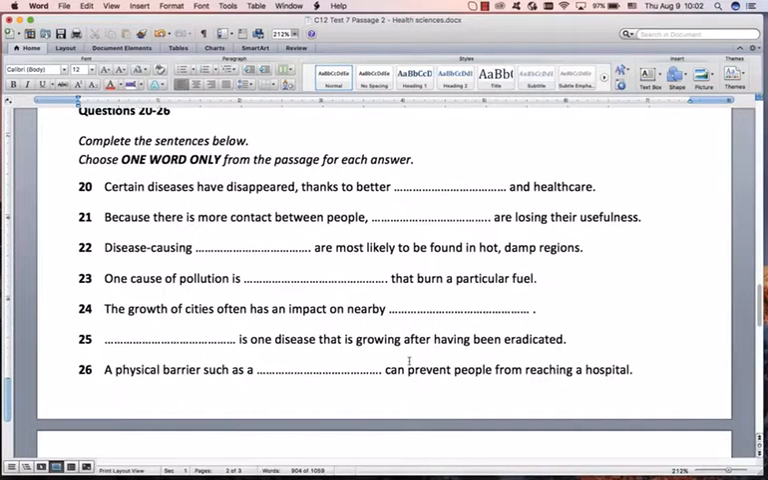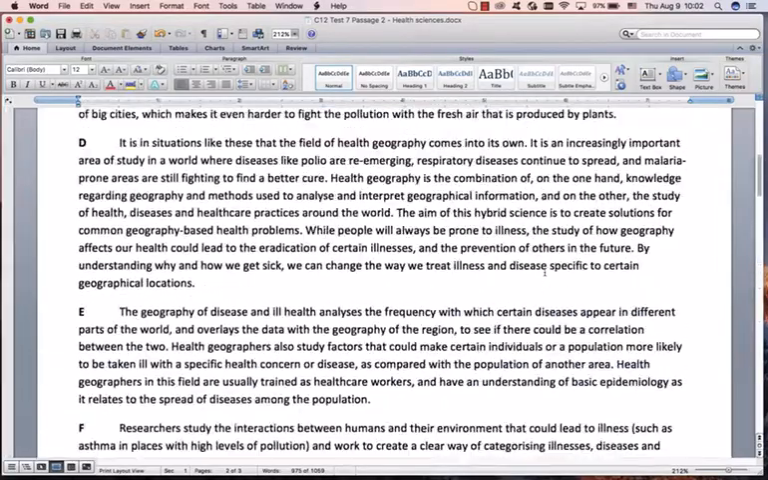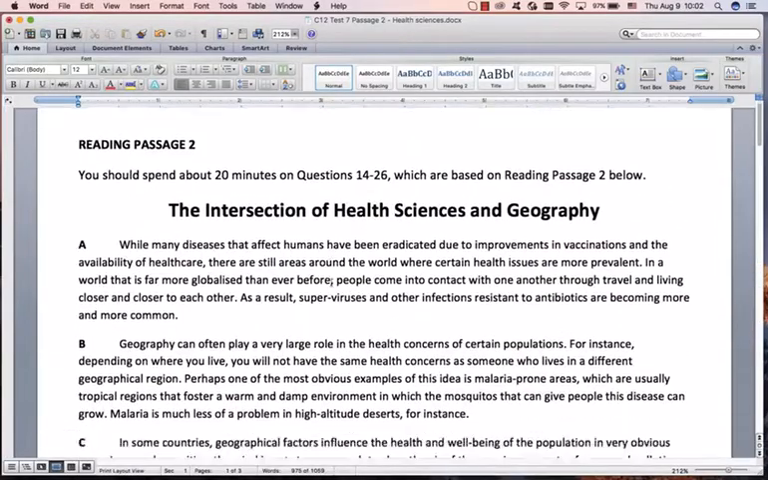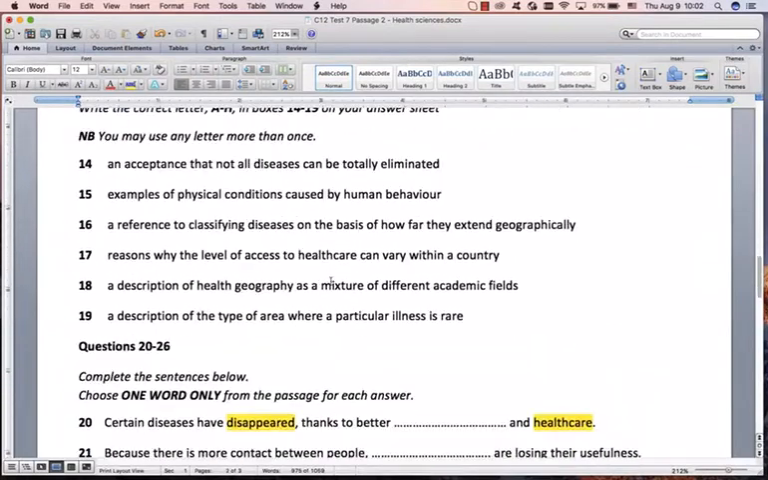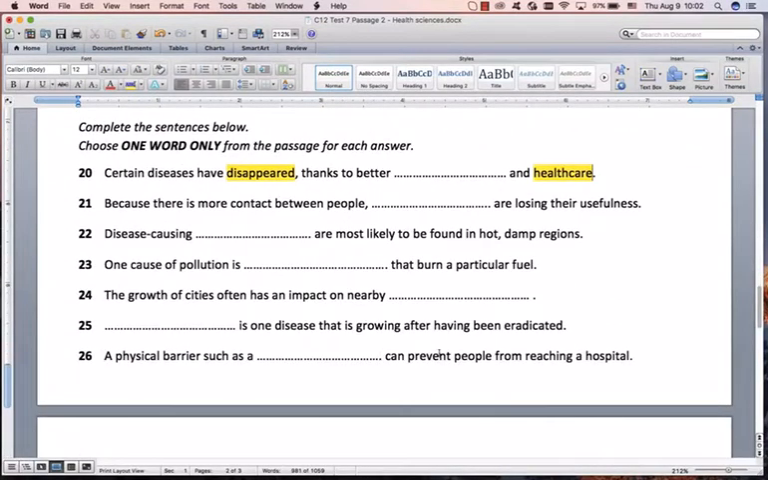What are we going to scan for? Certain diseases disappeared, I think is nice. Thanks to better something and healthcare. Healthcare, I would be careful because health sciences, healthcare might be everywhere. Often I say go to the last one, and that's a good strategy, except as we will see later, they tricked us a little bit in this reading.